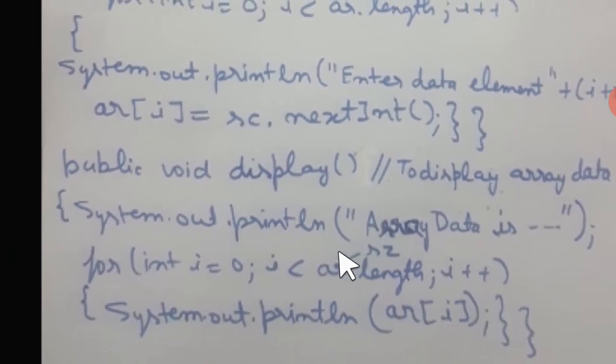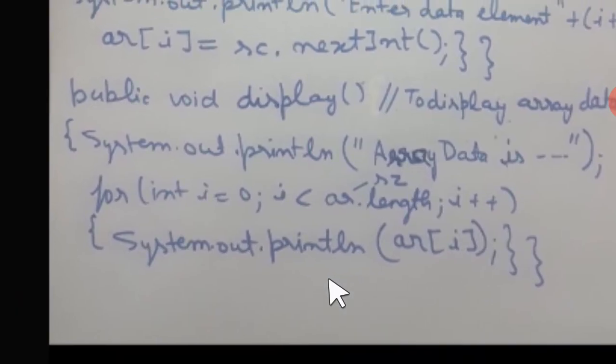Alright everyone. After that, students, we have public void display to display the data. We have the same loop as it was for the input, because ultimately we have to display the complete data. So 0 to 4, the same loop has been written here, right? And then we write system.out.println. Instead of the input statement, this time we have system.out.println ar of i. This is a print statement.